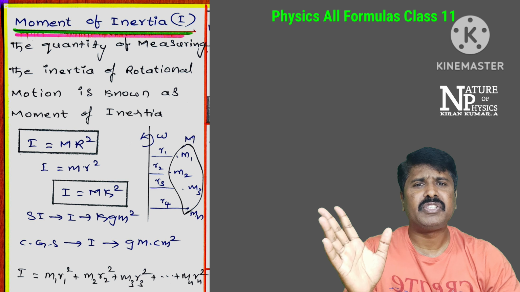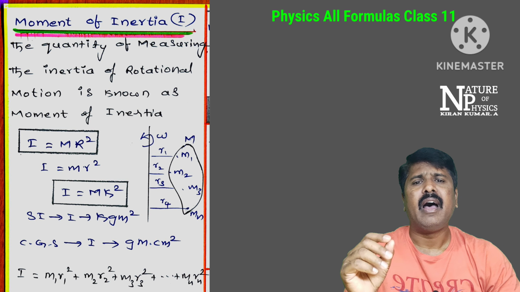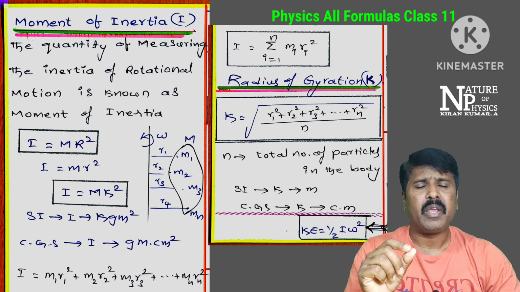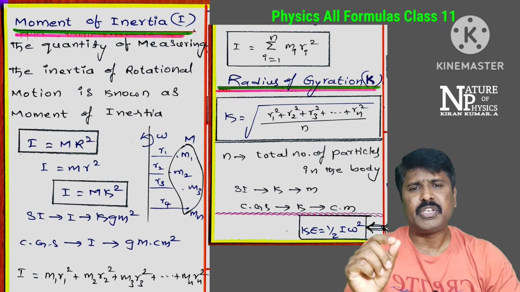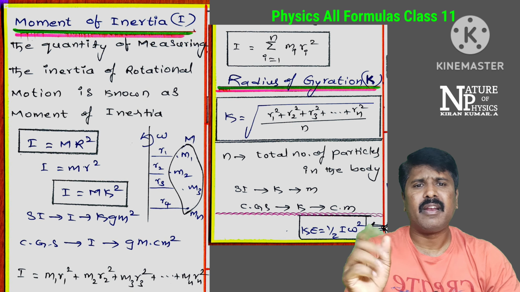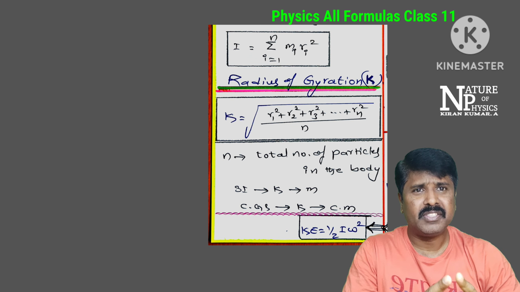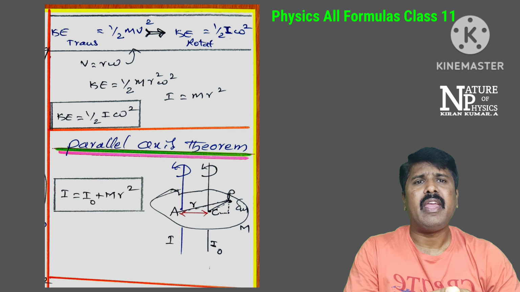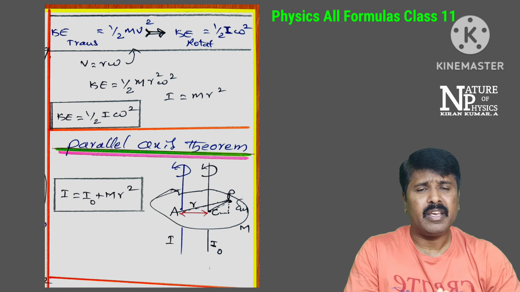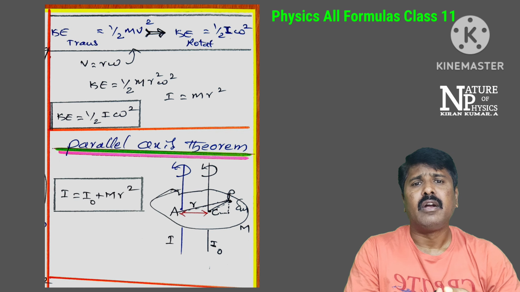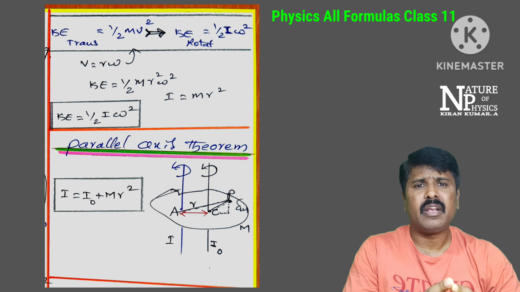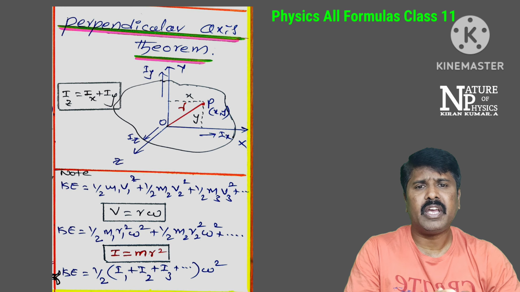And moment of inertia, I is equal to mr square, for an individual particle and a system of particles, I gave you clearly, along with radius of gyration and rotational kinetic energy. The rotational kinetic energy formula I gave you, and the total energy, that is translational kinetic energy plus rotational kinetic energy, I gave you.